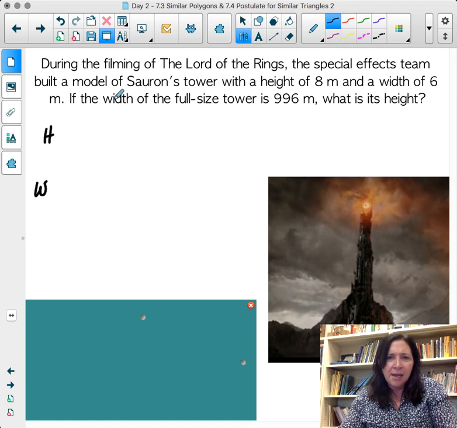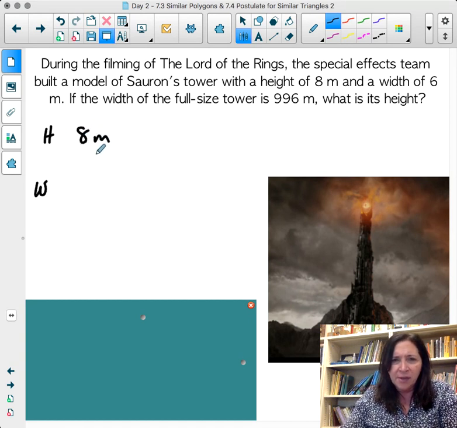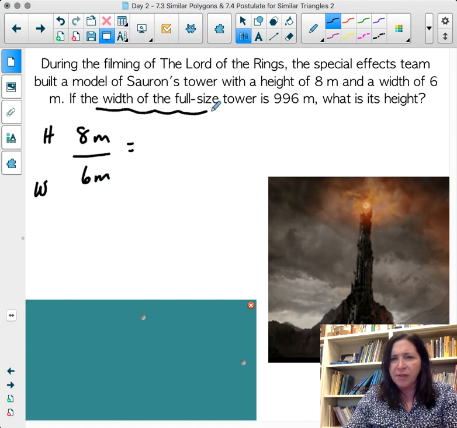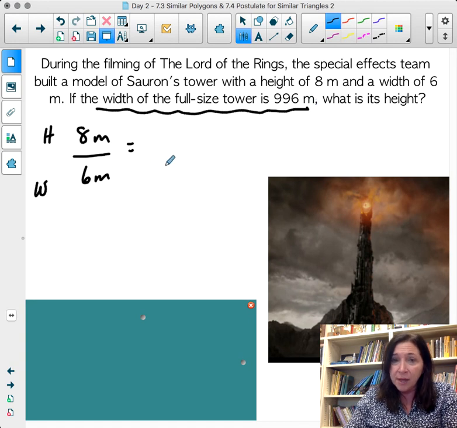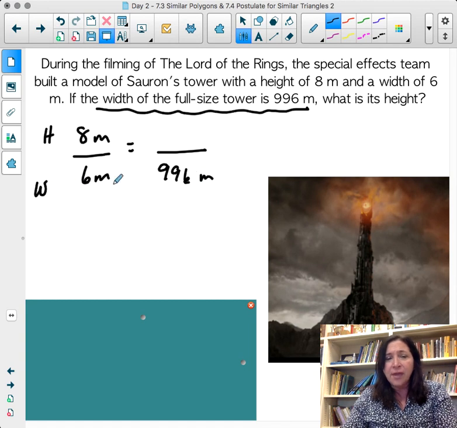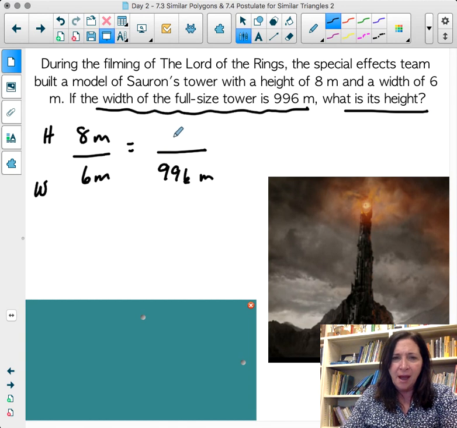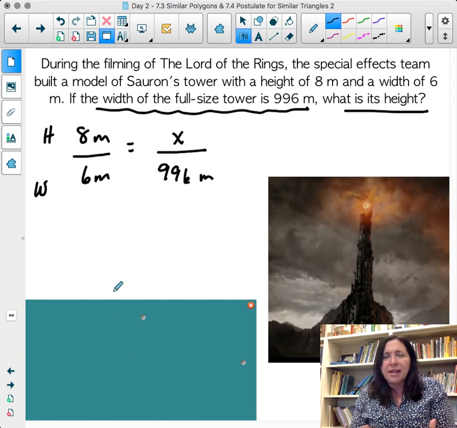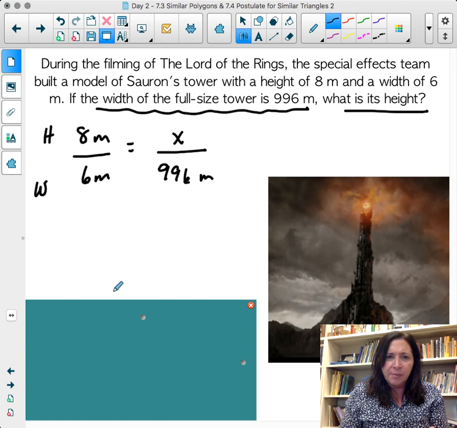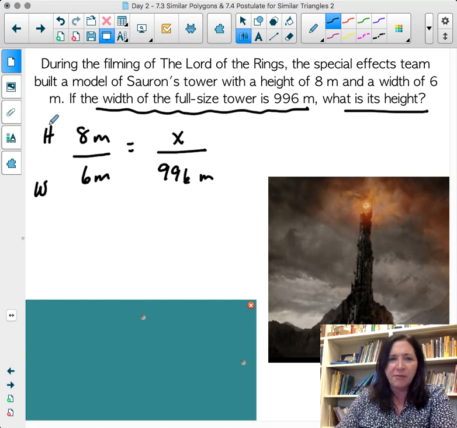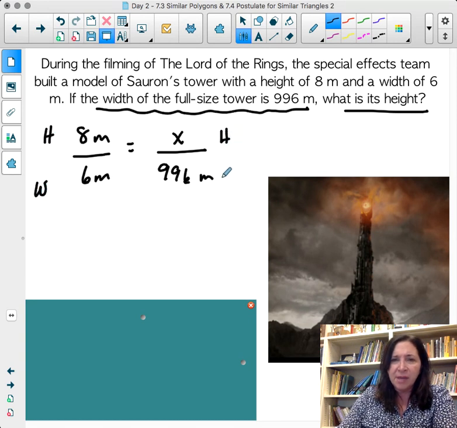Where do I put my height? So if I say height is my 8 meters and my width is 6 meters, okay, and then it says the width of the full size of the tower. So the width of the full size of the tower is 996. I know that goes on the denominator because that's also a width. Now I'm looking for my height, and that's what's unknown. So I feel like that's hopefully a little bit easier for you to know where to put what values. Remember, they all line up. If you go height is to width, then this is going to be height is to width. And the rest of this, these are going to cancel as meters.